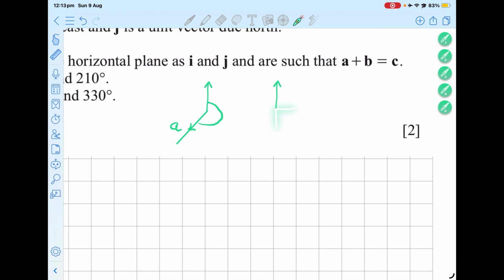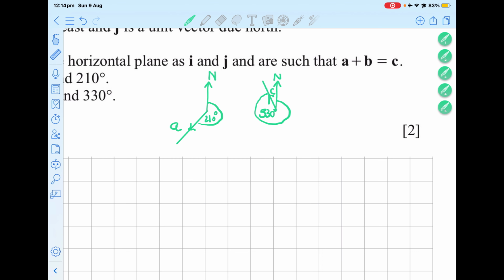It's like travel 270, and then 270 plus another 60, like over here. So that will be somewhere like this. So this is 330 degrees. This is C. This is north. This is also north. And this is 210 degrees.